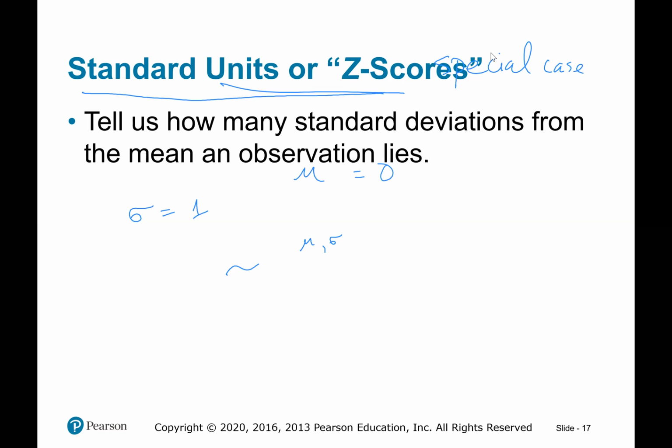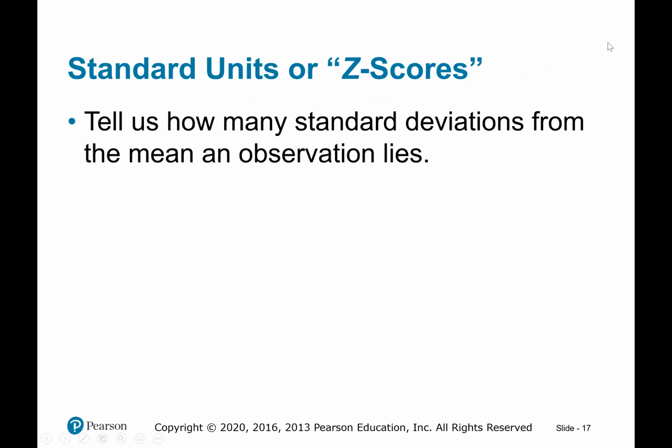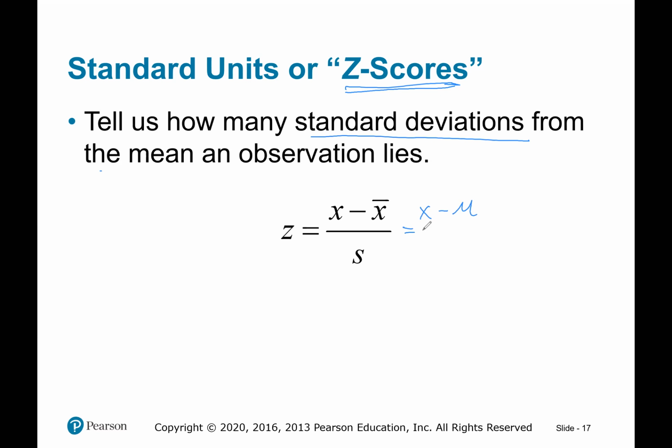Now we have standard units, or the z-score. This z-score tells us how many standard deviations from the mean an observation lies. Actually, we have z equal to x minus x bar, over the standard deviation. What does that mean? It should be written as x minus the mean, the population mean, divided by the standard deviation also.